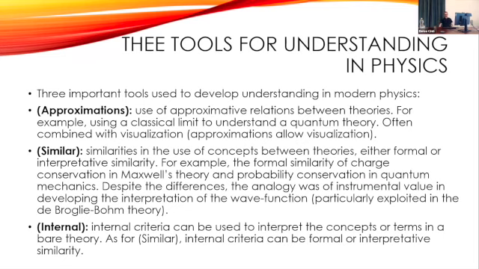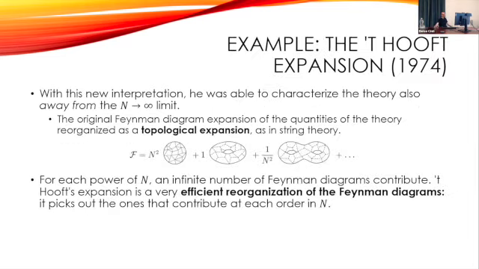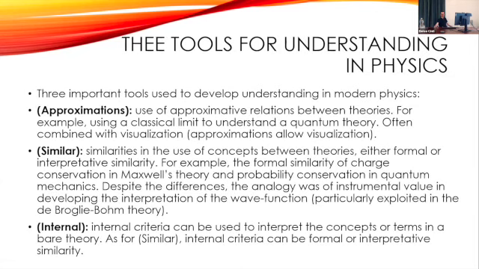We have approximations, where we use approximative relations between theories, for example, using a classical limit to understand a quantum theory. And that's often combined with visualization. So approximations often allow for visualization, like in the Heuristic case. That was an example of a visualization that we can make in a case of approximation.